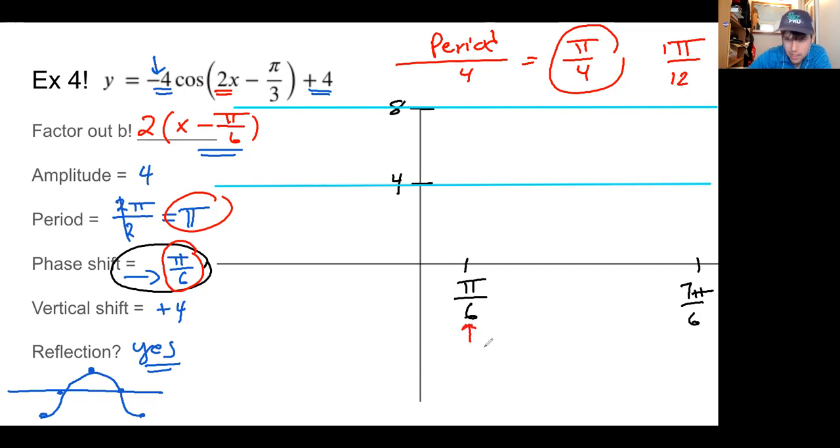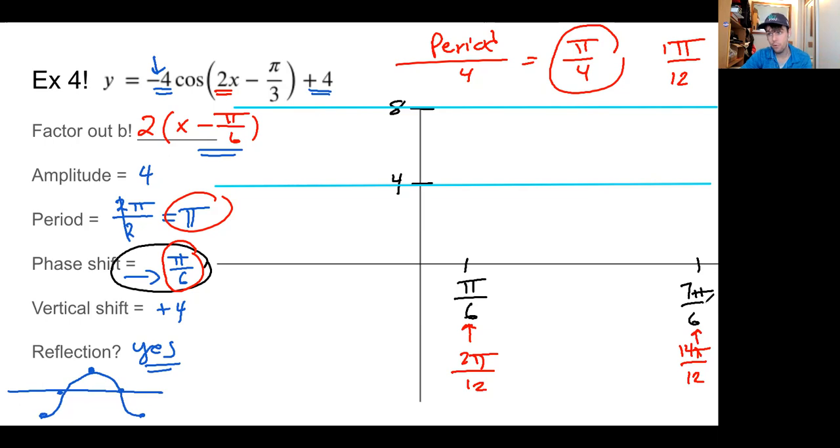Pi over 6 is really, what would that be in 12ths? That would be 2 pi over 12, right? Just multiplying this by 2. And then 7 pi over 6 is really, what is that? That is 14 pi over 12. I'm just doing this so that I can make sure I count this correctly. If I'm going to count my x-axis by pi over 12 increments, I need to make sure I'm including 2 increments of it and 14 increments of it.